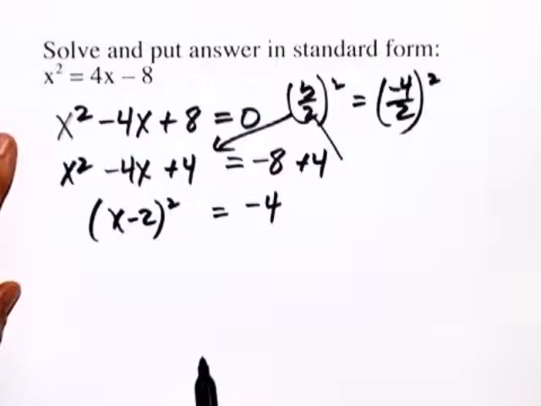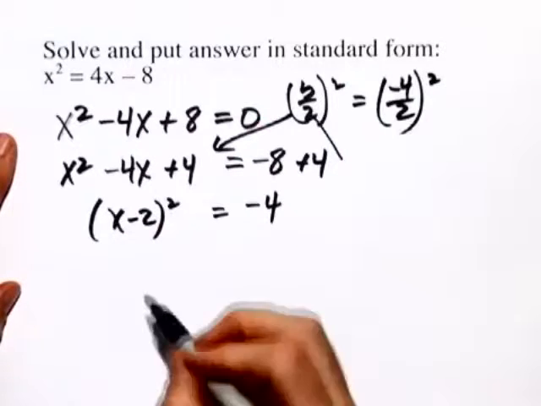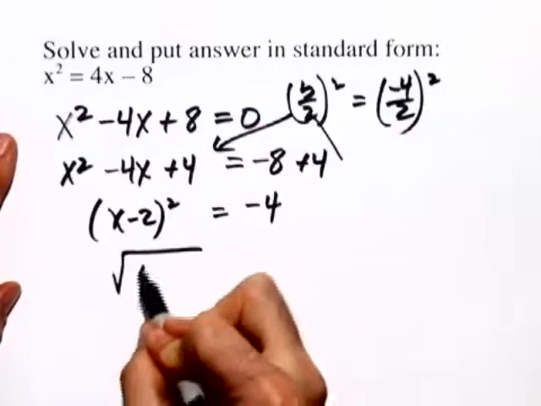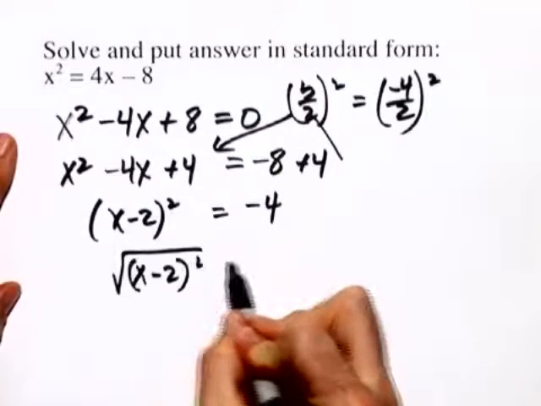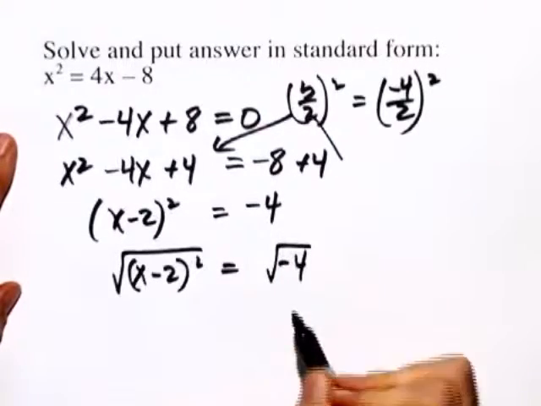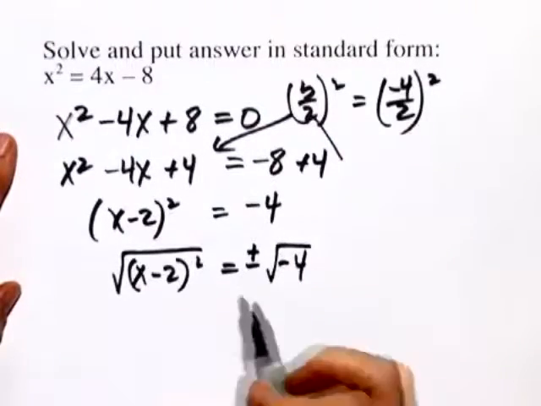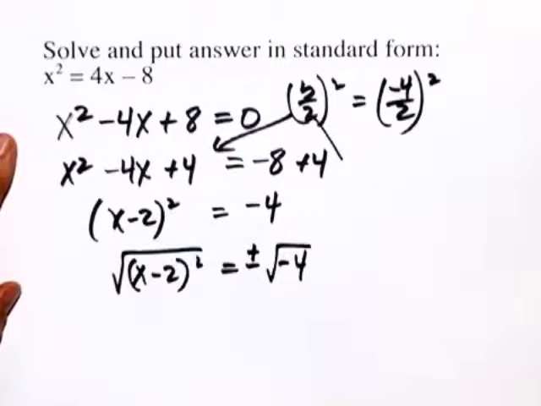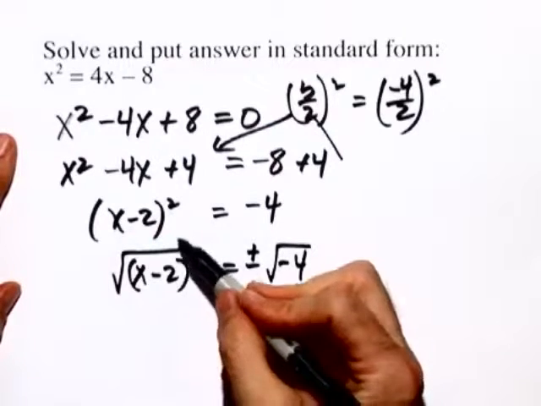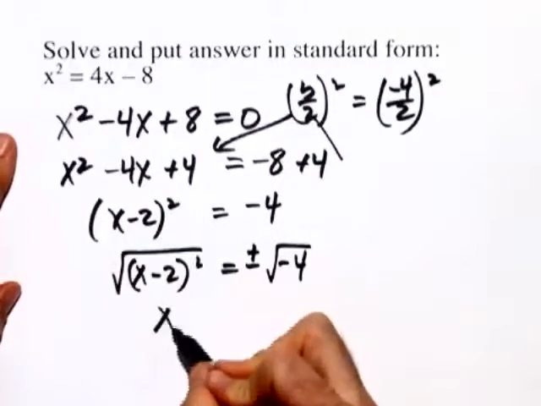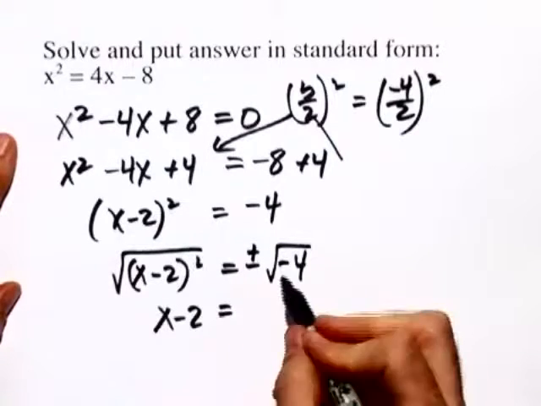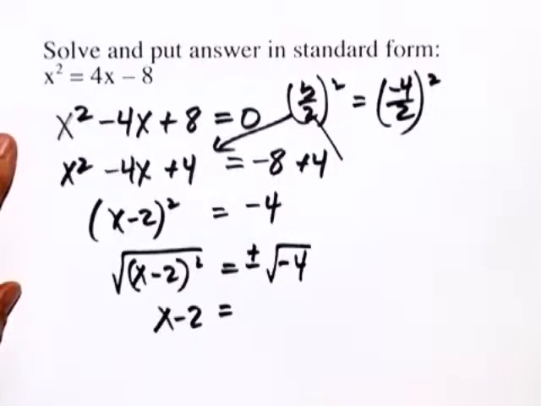Now we can solve with square roots. If we take the square root of both sides, we have the square root of x minus 2 quantity squared equals the square root of negative 4. But don't forget to put plus or minus in whenever you take the square root of both sides. So what happens now? Since the square root and the square are inverses, we have x minus 2 on the left and plus or minus the square root of a negative 4 on the right.